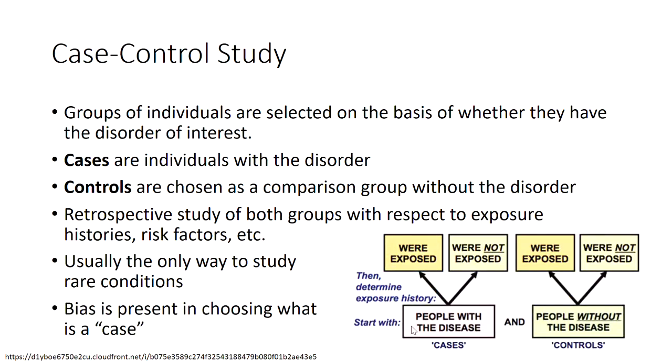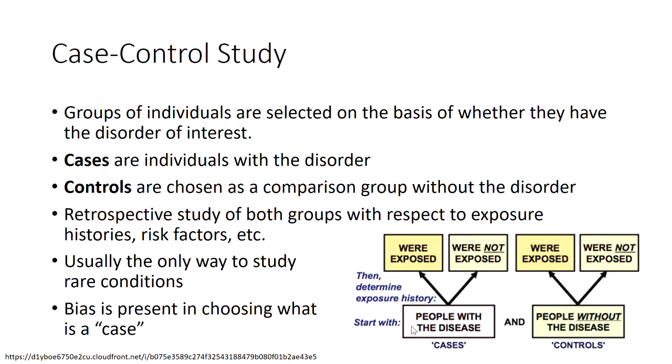So a case control study is where you have a group of individuals that are selected on the basis of whether they have the disorder of interest. So this is used more often when the condition that you're testing is rare. So the cases in the case control study are the people who have the disorder of interest, and the controls are chosen as your comparison group, and they don't have the disorder, but otherwise they're pretty well matched to your cases in terms of demographics.